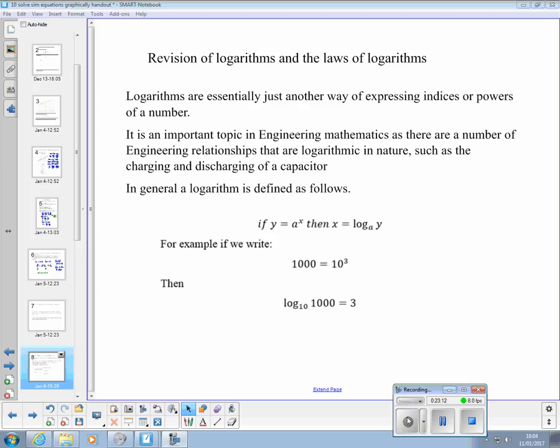So, in general, a logarithm is defined as follows. If you've got a number y that's equal to a to the x, then that power x is the log to the base a of y. So if we write 1000 is equal to 10 to the 3, and we all know that's true, then the log to the base 10 of 1000 is 3. That's that index x.